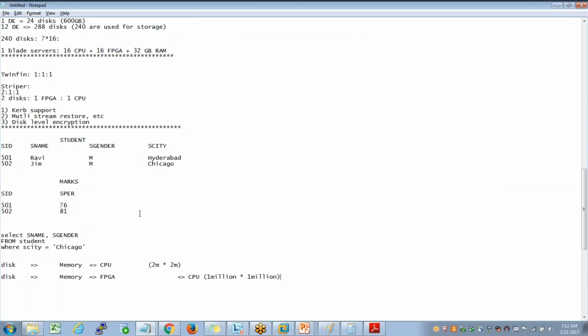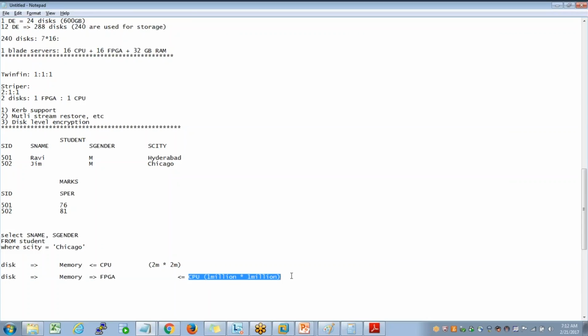Also, in that 1 million, it's not about all the columns. We are only talking about two columns that are getting populated, or of course the third column, city, here. So it filters out unnecessary columns from going to the CPU.